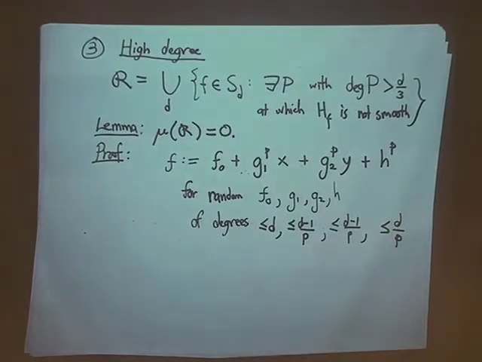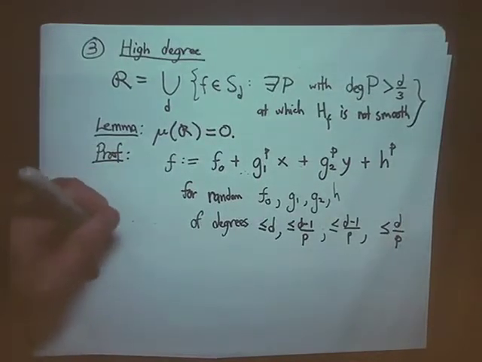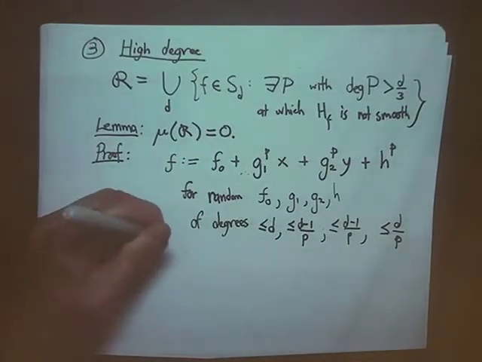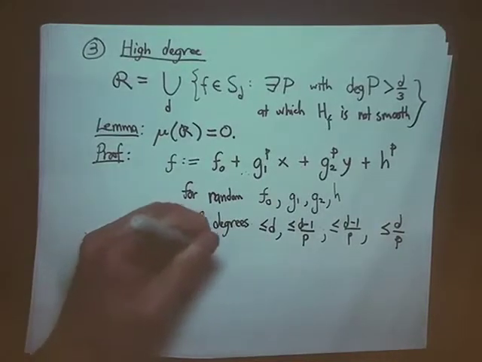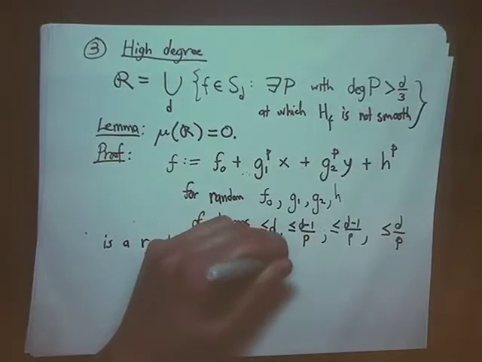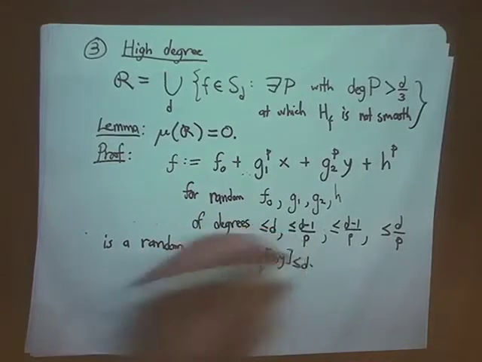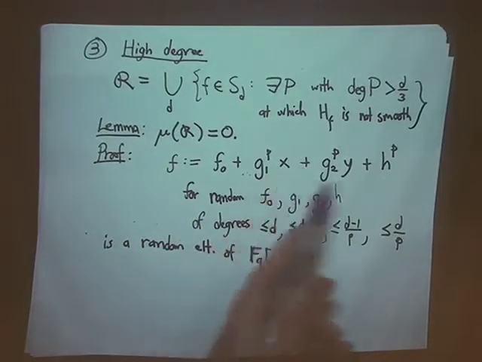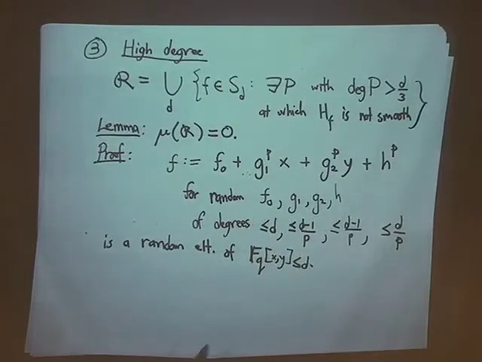Now if I generate this f in this way, this f is a uniform random element of the polynomials of degree up to d. And that's because it doesn't even matter what g1, g2, and h were, because I just added in a random f0 of degree d. That's going to make it random no matter what the other ones are doing.